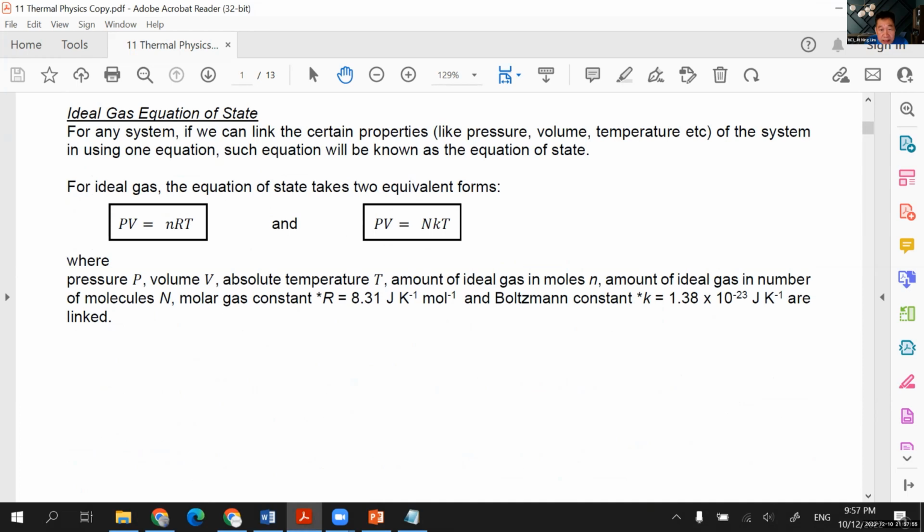With these properties, the ideal gas can be described by the ideal gas equation of state, PV equal to nRT, or PV equal to NkT. As it turned out, real gases behave like ideal gases when they are at low pressures. At moderate pressures, real gases behave approximately like ideal gases.